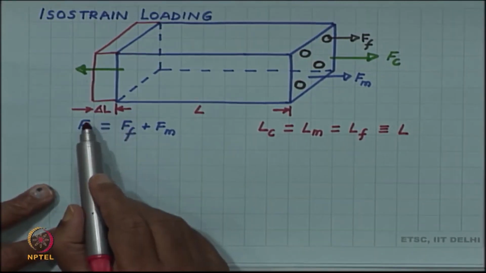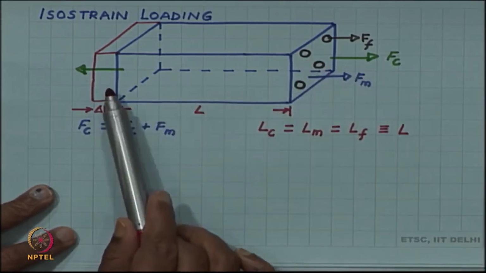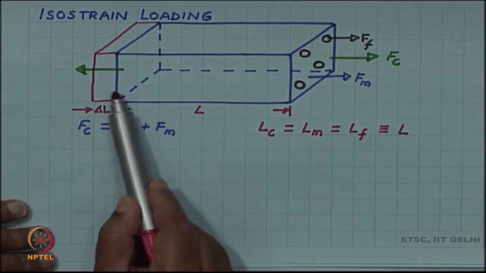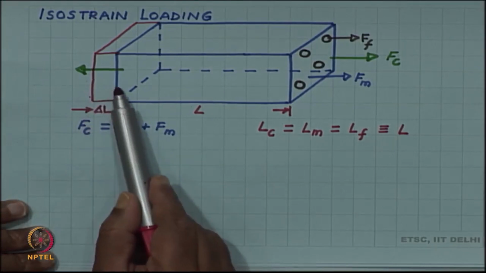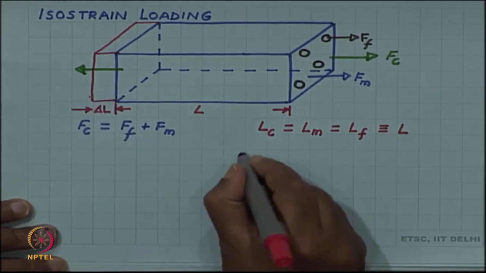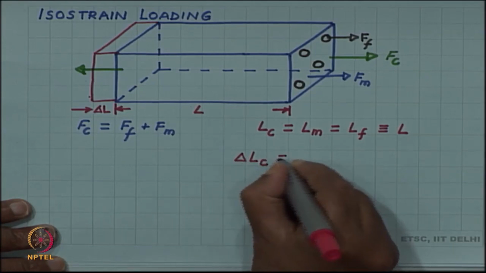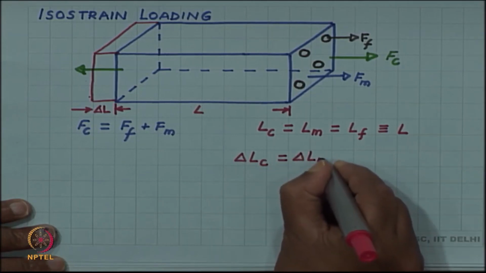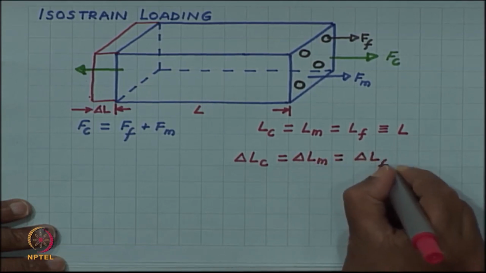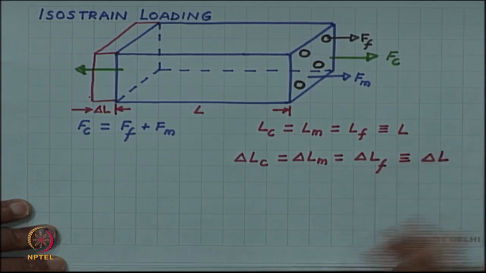Similarly, if there is no debonding between the fiber and the matrix, the fiber will also extend by the amount delta L and the matrix will also extend by the amount delta L. So, the change in length delta L in the composite, the change in length of the matrix and the change in length of the fiber, all these quantities are the same, and let us call them delta L.